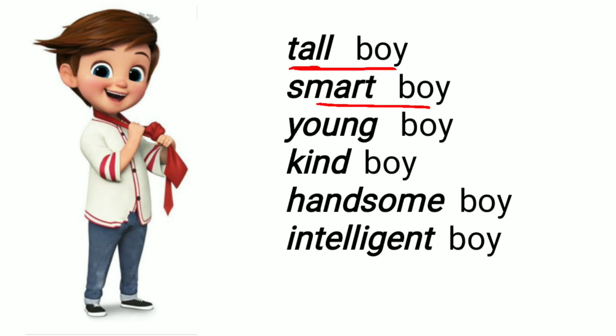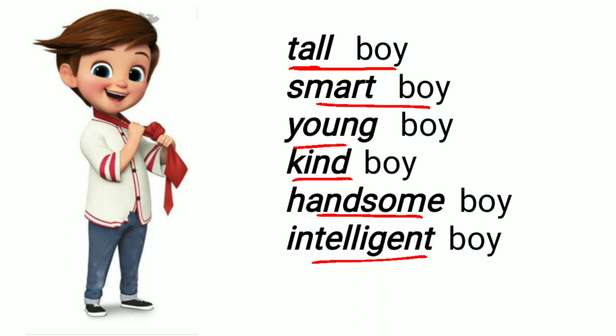Smart boy. How is the boy? Smart. So smart is the describing word. Young boy. How is the boy? Young. So young is the describing word. Kind boy. How is he? He is kind. So kind is the describing word. Handsome boy. We are describing the boy as handsome. So handsome is also a describing word. Intelligent boy. So intelligent is the describing word.